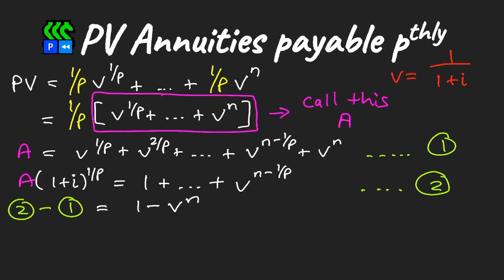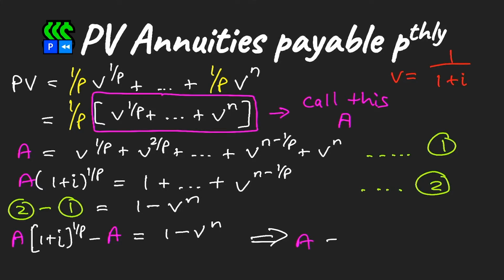On the left hand side of your equation, you will have a times (1 + i) to the power 1 over p, minus a. If you pull out a as a common factor and move everything to the other side such that you have a on the left hand side, you end up with (1 minus v^n) over ((1 + i) to the power 1 over p, minus 1).